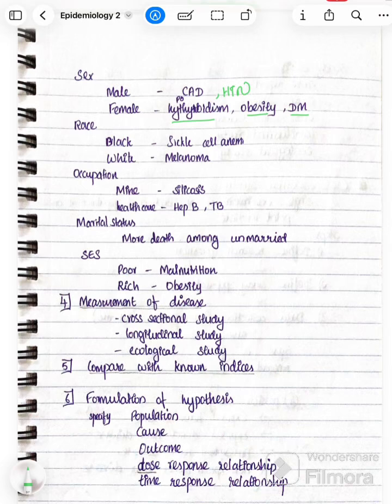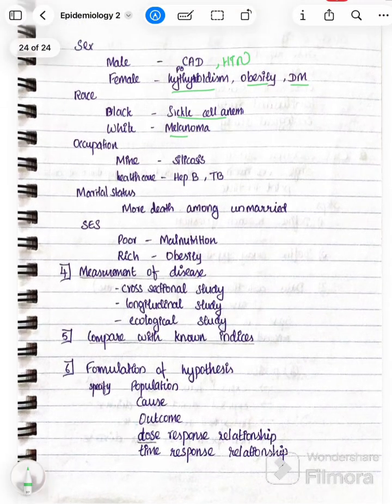Race. Black race people have sickle cell anemia. White race people have melanoma. Occupation. Whoever works in the mines gets silicosis. Healthcare workers may get TB and hepatitis B. Marital status. Deaths are more noted among unmarried people. And socioeconomic status: poor people are more affected with malnutrition, and rich people have more obesity. So define the population, define the disease under study, and describe the disease in terms of time, place and person.